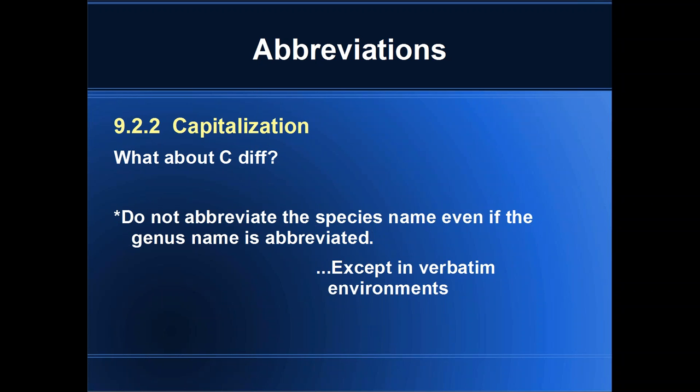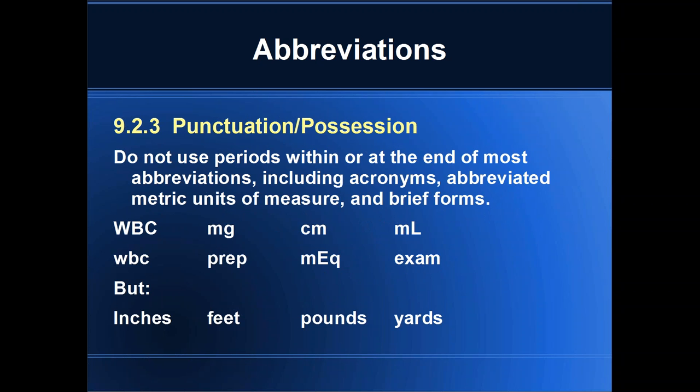Probably. Okay, we're going to move on really quickly here because we're almost out of time, and I'm almost finished with my notes anyway. But just a couple of notes on 9.2.3, punctuation and possession, and we'll pick this up where we left off. As you can see here, don't use periods within or at the end of most abbreviations, including acronyms, abbreviated metric units of measure, and brief forms. I think that's fairly straightforward for all of you.